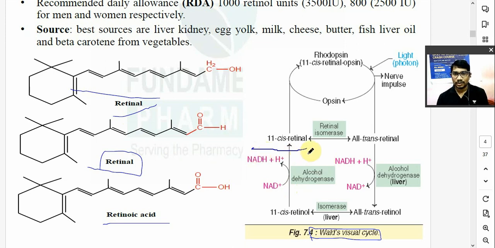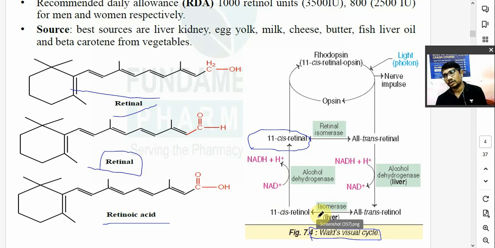But lipid soluble vitamin, जितने भी lipid soluble vitamin हैं, they all are absorbed in a similar way. They are absorbed through the bile. Then they are esterified with the esters of fatty acids, and the retinal esters are stored in the liver.